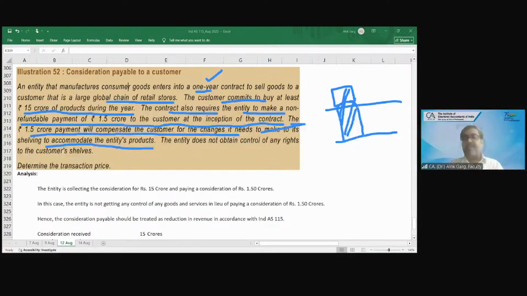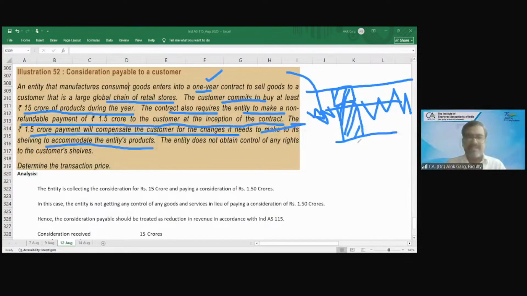So this entity is paying the customer to customize their shelves so that the product will get fitted into the shelves. In this case, is this entity getting any goods and services for paying 1.5 crore to the customer? No. The answer is no. This entity is not getting control of any goods and services.